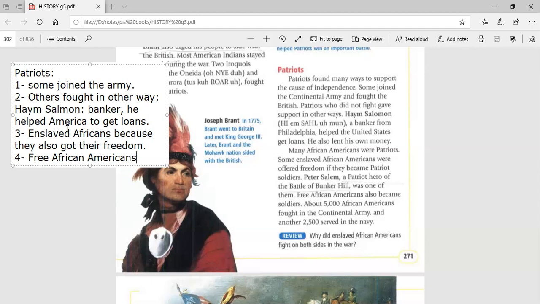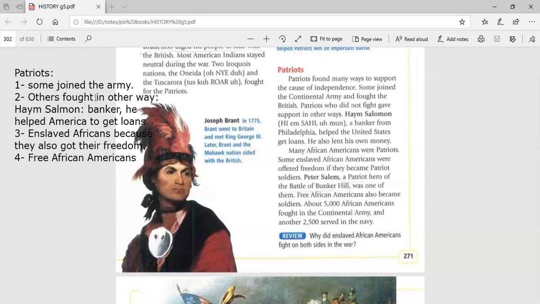Both of them got their freedom, by the way, so they are common. The common thing between both sides are the enslaved Africans because all of them got their freedom, but some of them for the Patriots and some of them for Britain. Okay, number four, who took the side of the Patriots were the free African Americans. They were free, so they can do anything. Okay, this is about the loyalists and about the Patriots. And I told you that the neutral didn't take any side, so they didn't take any part in this war.